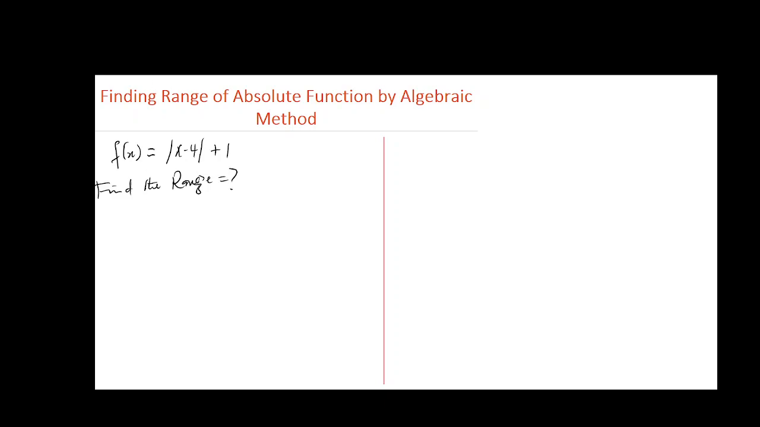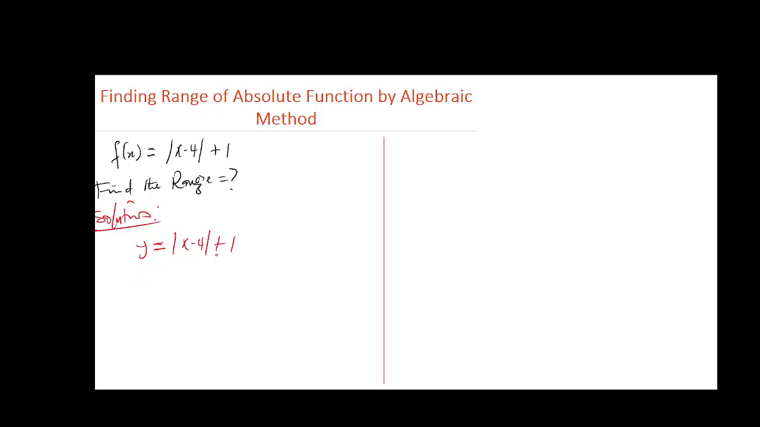Now, how do you go about finding the range of these functions? The first step is rewriting the function in terms of y. So y will give us the absolute value of x minus 4 plus 1. The next thing you want to do is to separate the absolute value term so that you are able to apply the restriction. And once that is done, you have the value of your y.